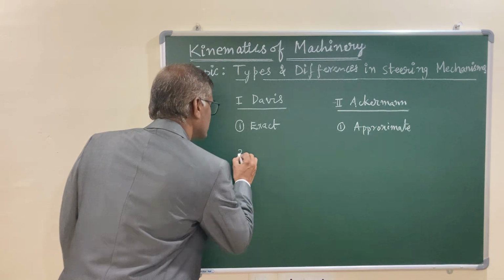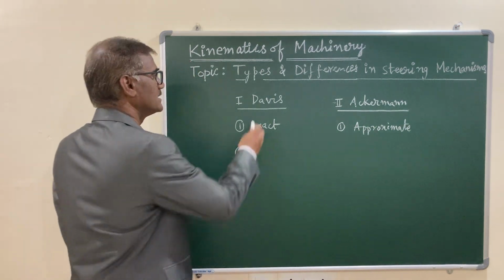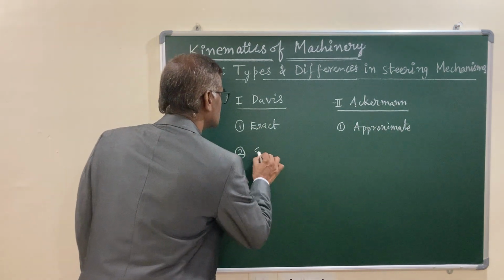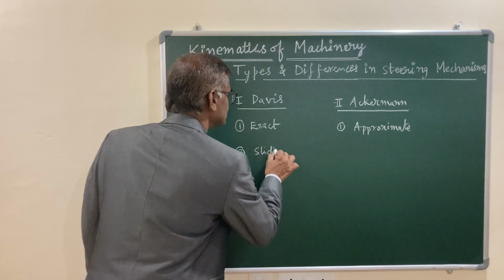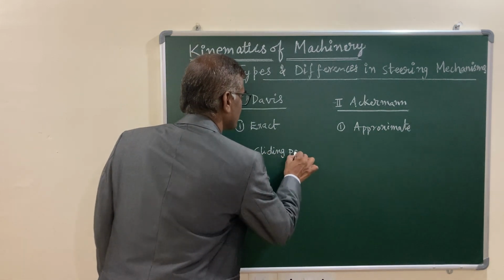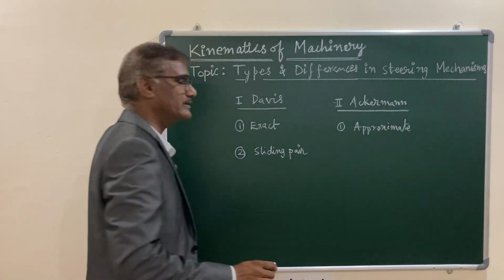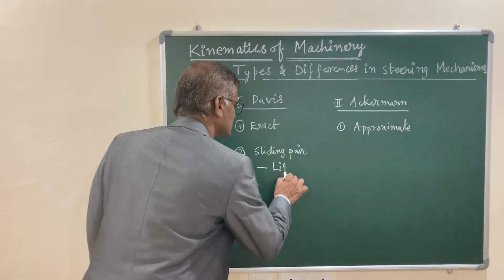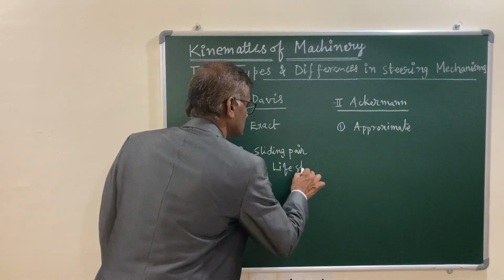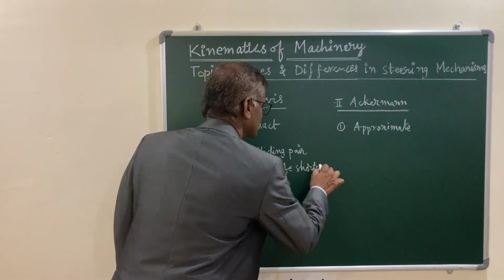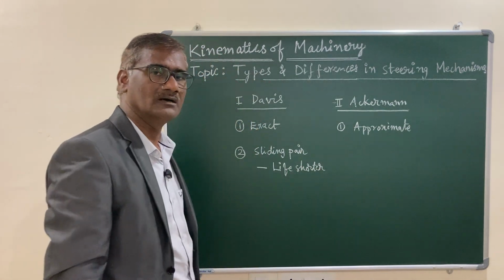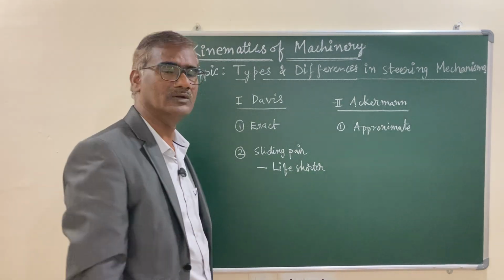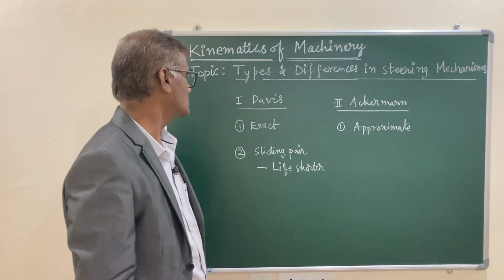And the second important point is that Davis involves a sliding pair. As you know, when a sliding pair is involved, the life of this particular mechanism is shorter. So, it takes wear and tear, and you have to go for maintenance of that particular steering gear.